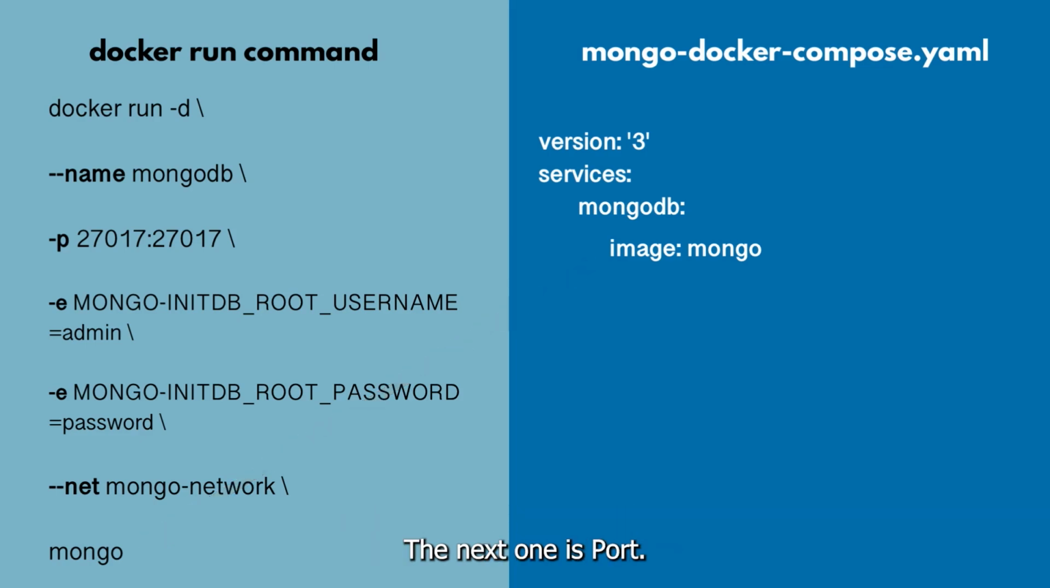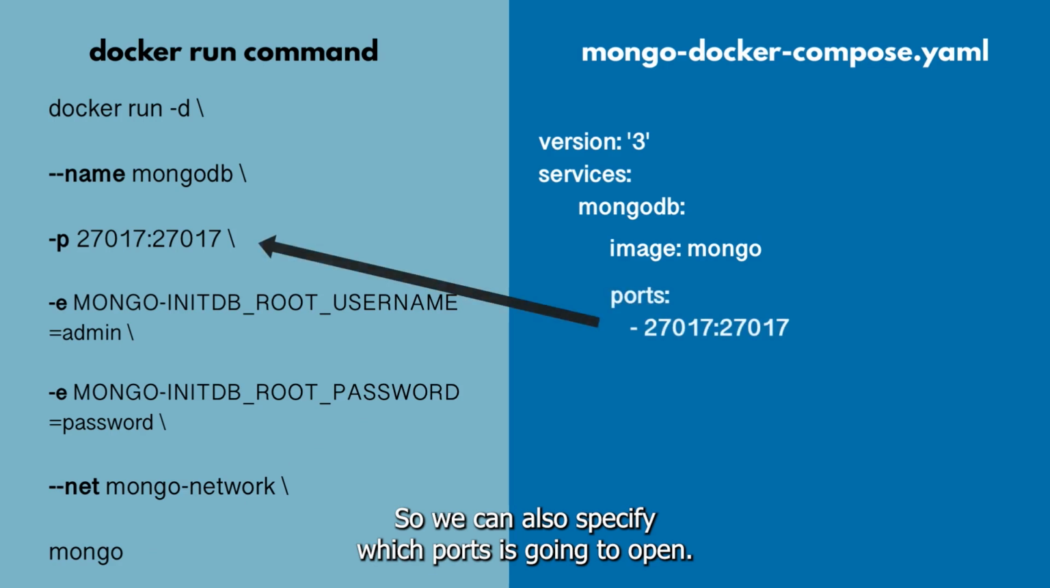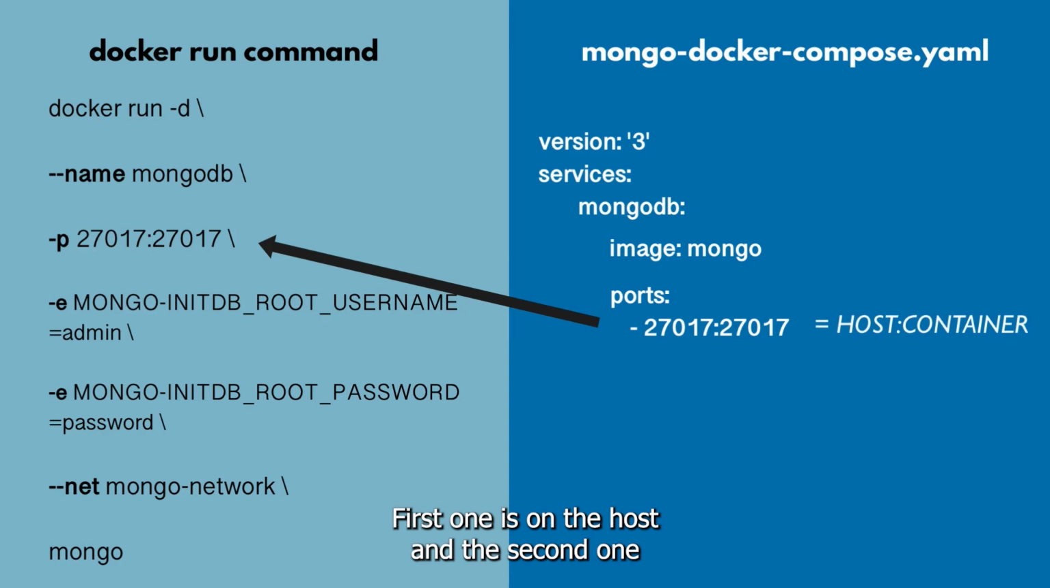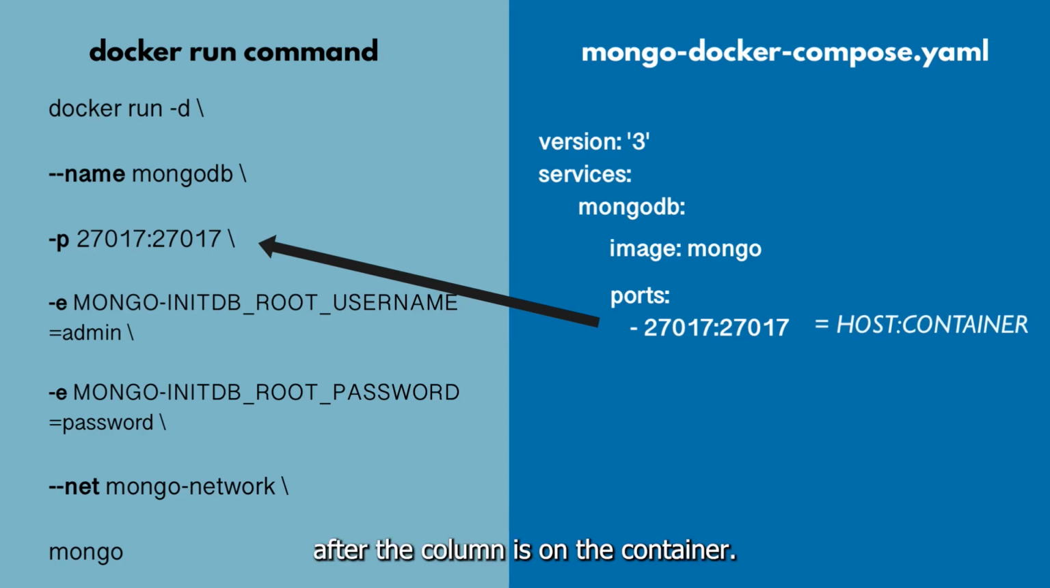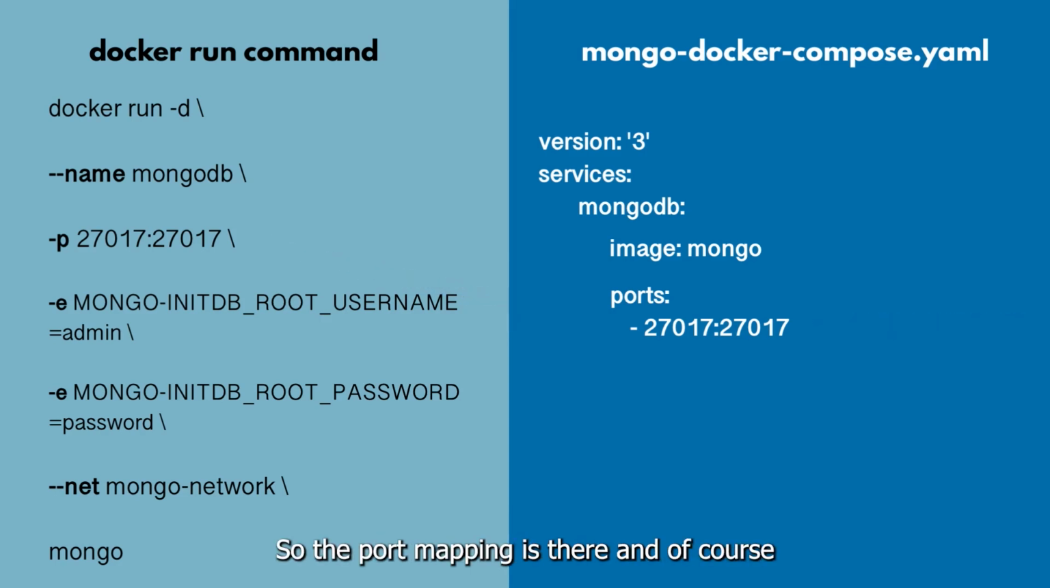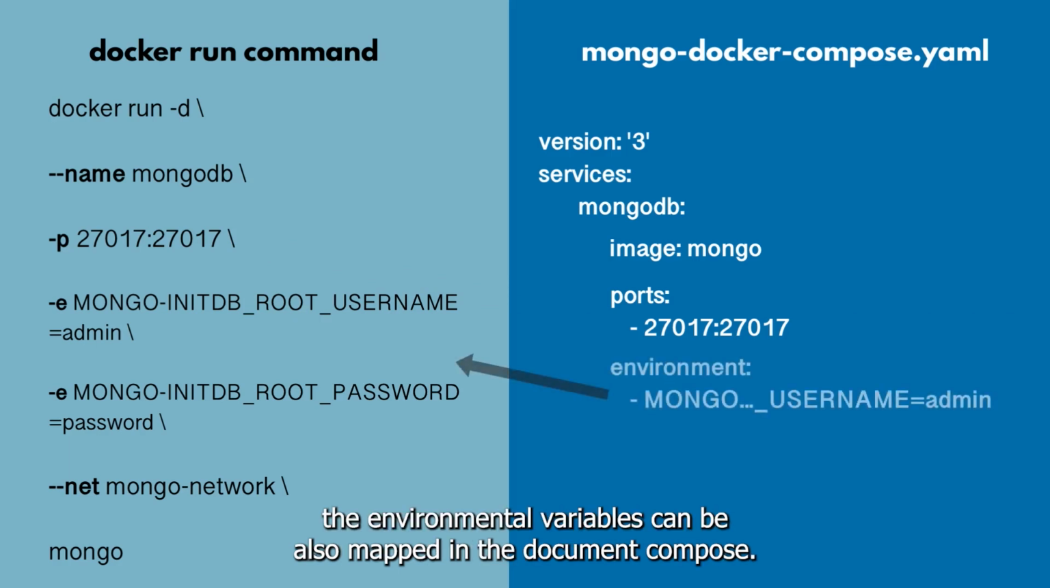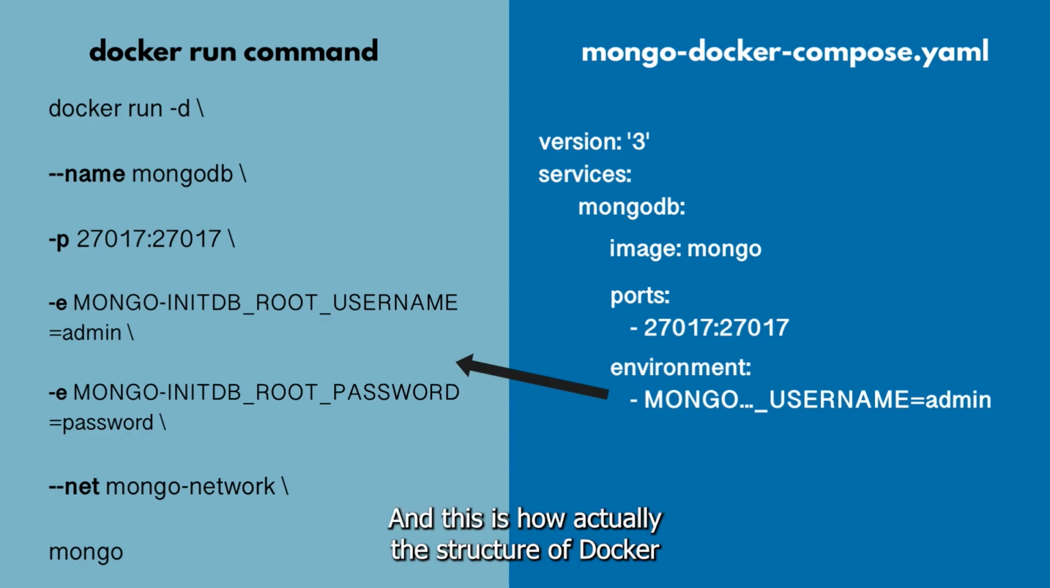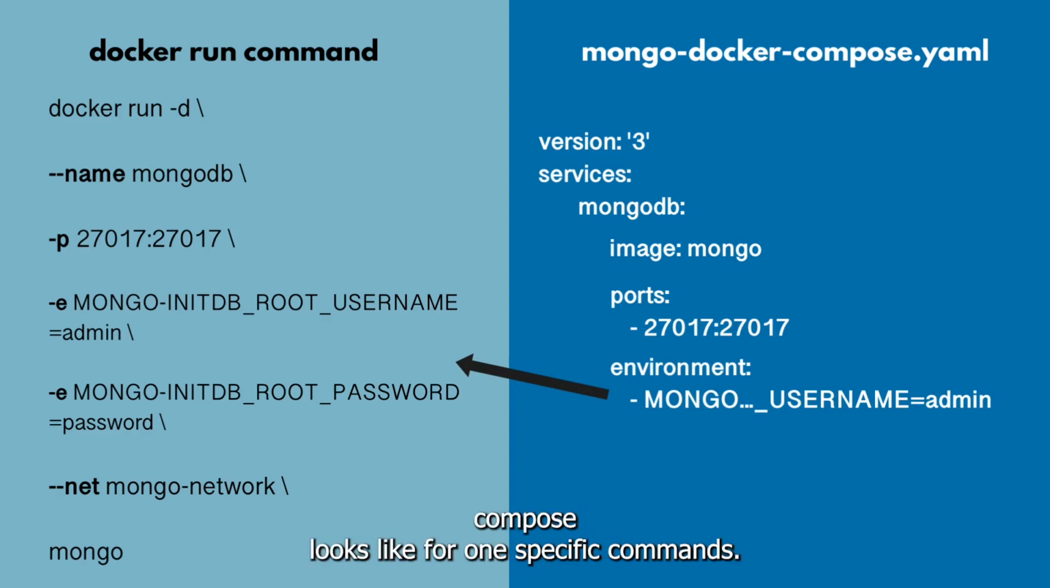The next one is port. So we can also specify which ports is going to open. First one is on the host, and the second one after the colon is on the container. So the port mapping is there. And of course, the environmental variables can be also mapped in the Docker Compose. And this is how actually the structure of Docker Compose looks like for one specific command.